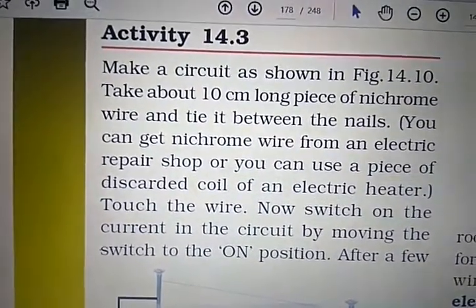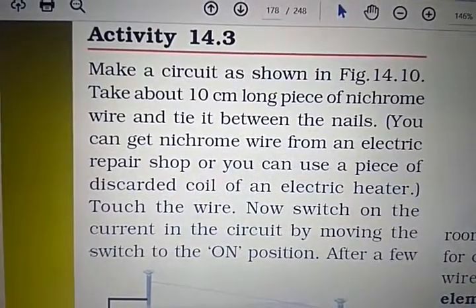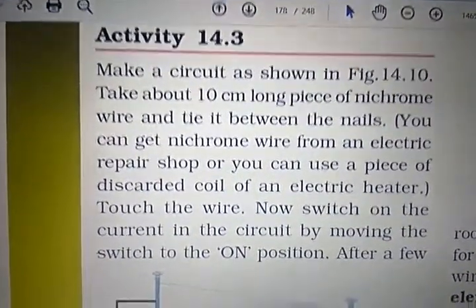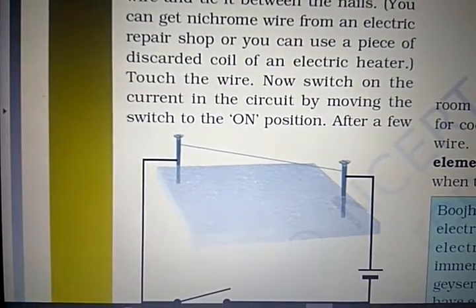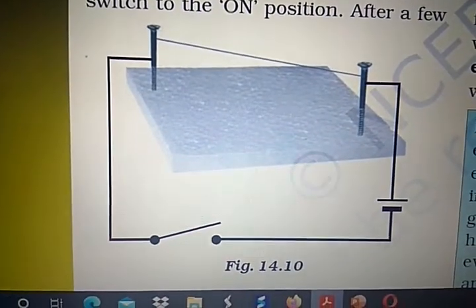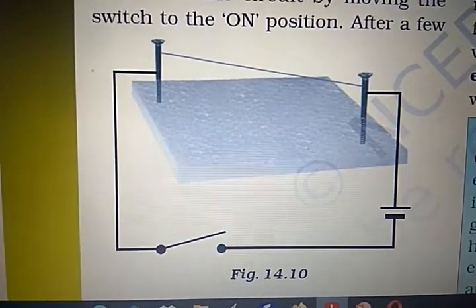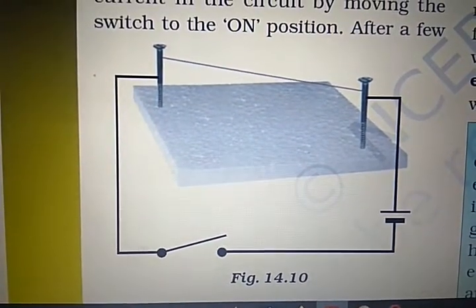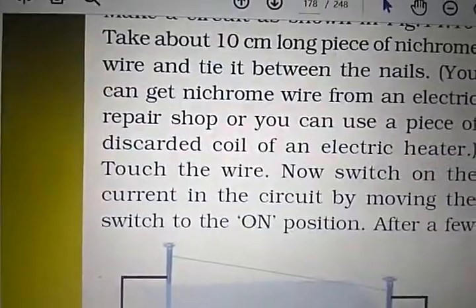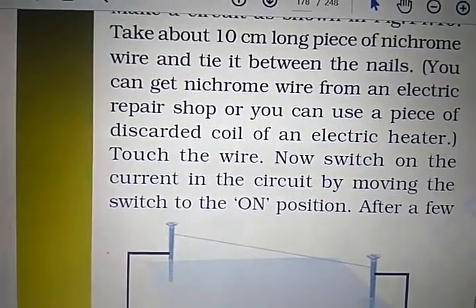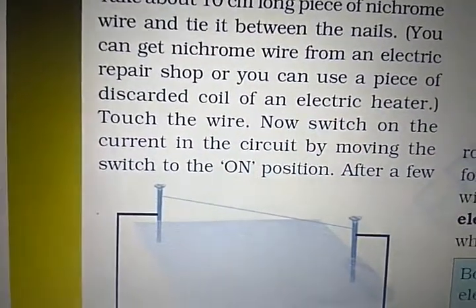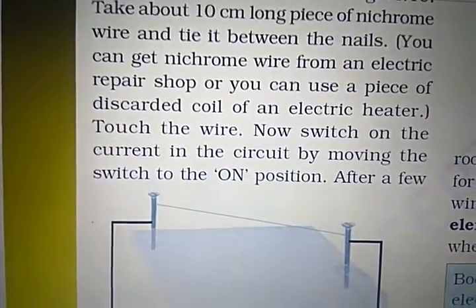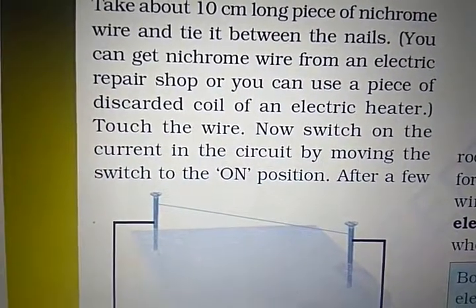Now you see activity number 14.3. Make a circuit as shown in figure number 14.10. This is figure number 14.10. Here you see this circuit diagram. Take a 10 cm long piece of nichrome wire and tie it between the nails. You can get the nichrome wire from an electric repair shop, or you can use a piece of discarded coil of an electric heater. Touch the wire.